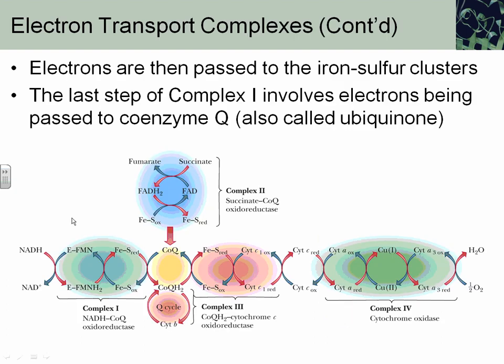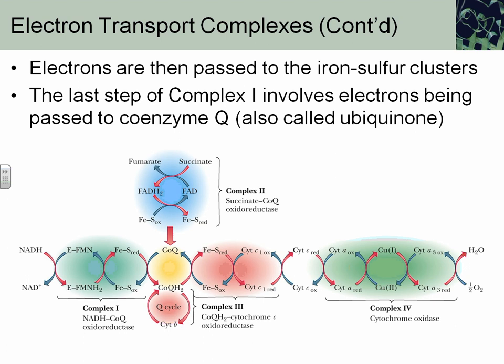If we look at this slide here, it demonstrates the different oxidation reduction reactions that occur. As NADH comes in, it is going to first become oxidized itself into NAD, and NADH will give its electron to a flavin mononucleotide molecule that is found within what is called complex 1. Complex 1, the NADH coenzyme Q oxidoreductase, is a protein complex found in the inner membrane of the mitochondria.